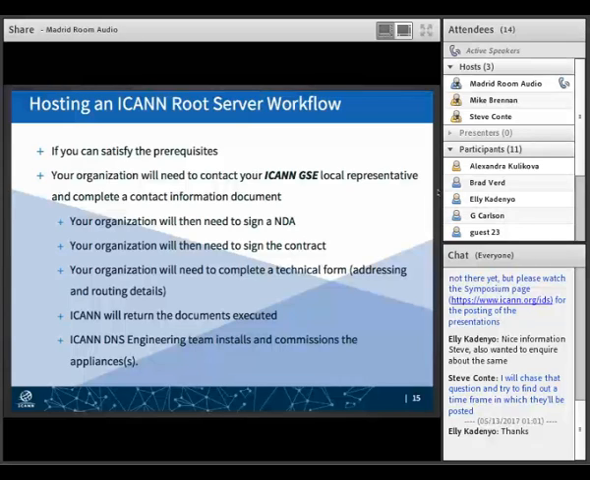Once you sign the NDA, the contract, and you have the hardware, you will have to fill in some technical information about what IP number it's going to have, where it's going to be hosted, and some contact information in case we need to reach out to you or you need to reach out to us. And once all the documents are executed on both sides, my team will take over and will install the server in probably about 1 hour.